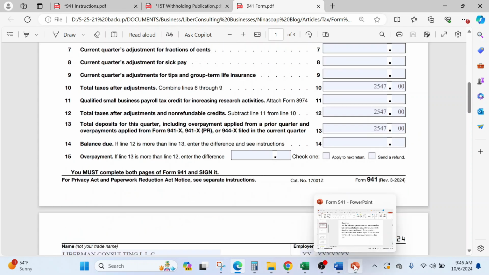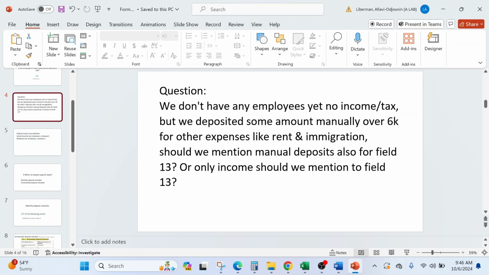One of us asked a question and I'm going to try to answer that. The question stated: we don't have any employees yet, no income tax, but we deposited some amount manually, over 6K, for other expenses like rent and immigration. Should we mention manual deposits also for field 13, or only income should we mention to field 13?